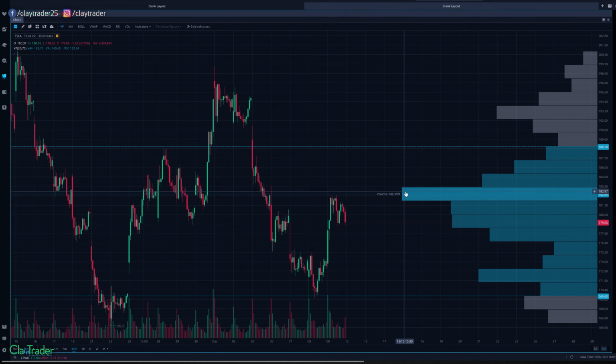So that's just a quick little example of how it makes things very, very visually appealing, how you can quickly get an idea of, okay, wow, yeah, a lot of volume, a lot of transactions took place at this point relative to that point.